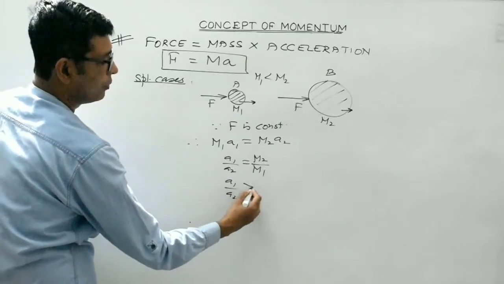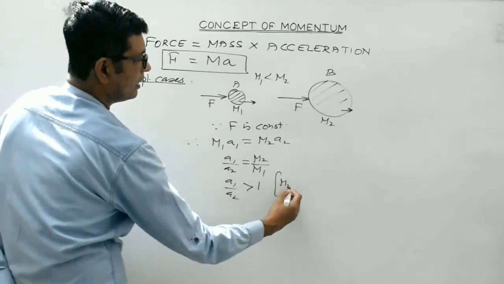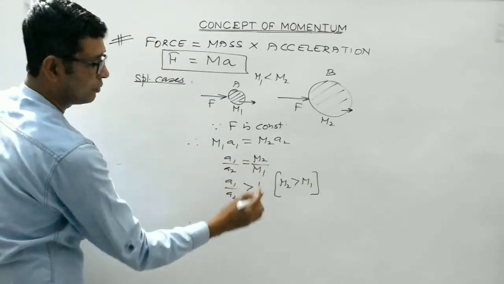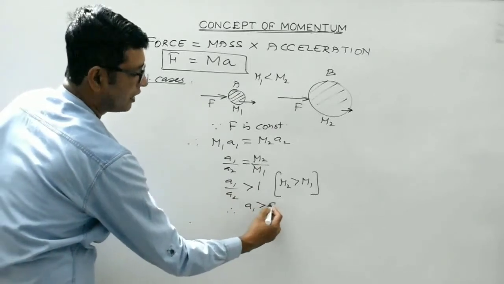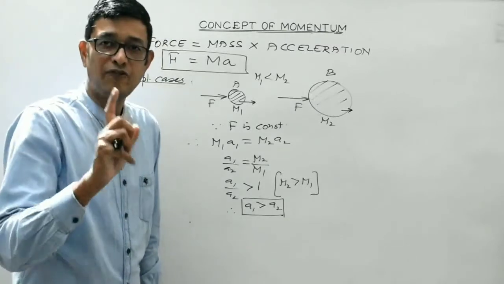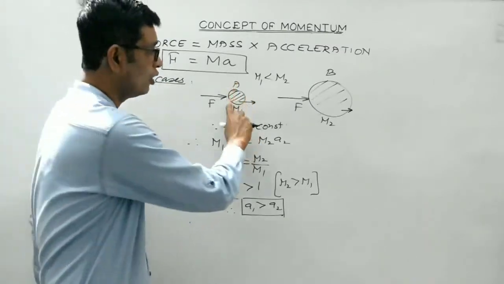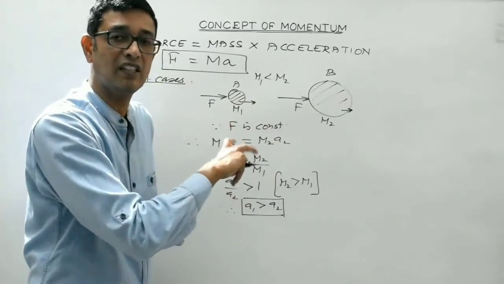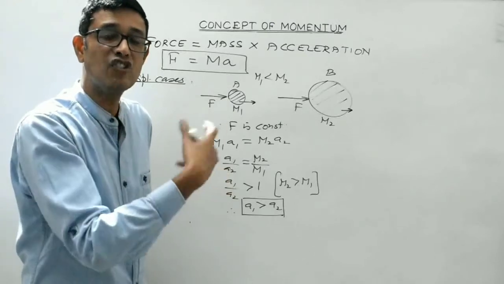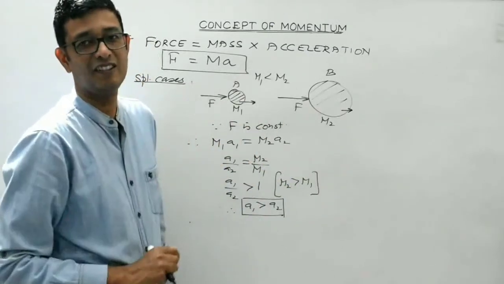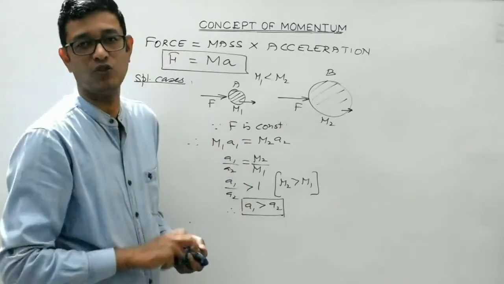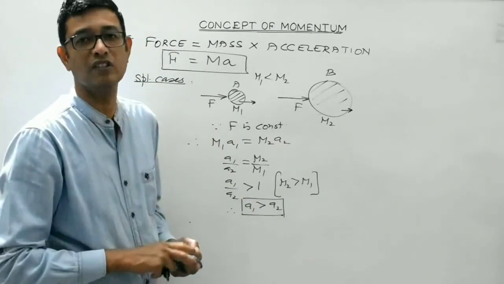a1 by a2 would be greater than 1 since m2 is greater than m1. This is the heavier body, this is the lighter body. Therefore, a1 is greater than a2. So what does it suggest? If the same force is applied on two different bodies, one of lighter mass and the other of heavier mass, then the force will produce a larger acceleration on the lighter body. The lighter body will get accelerated through a greater amount. So that's the first concept.